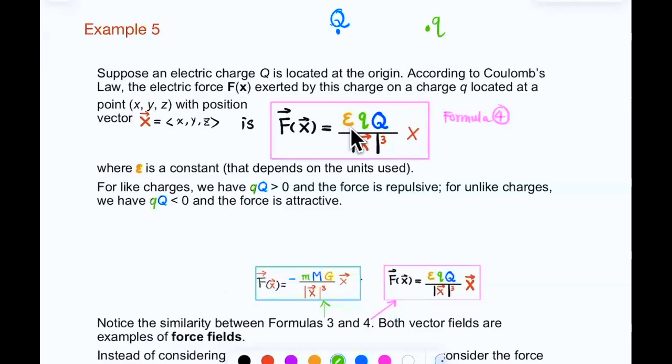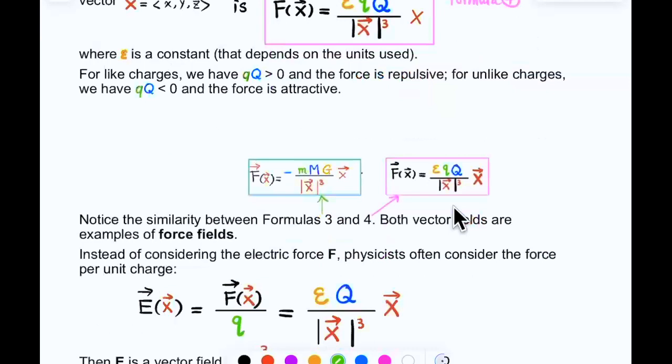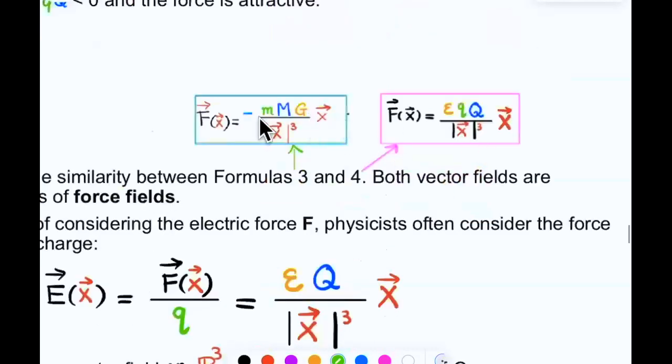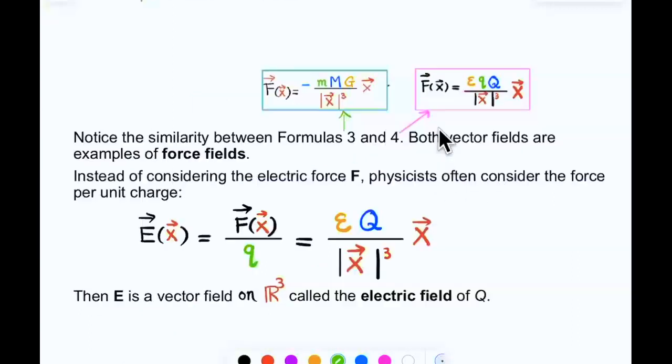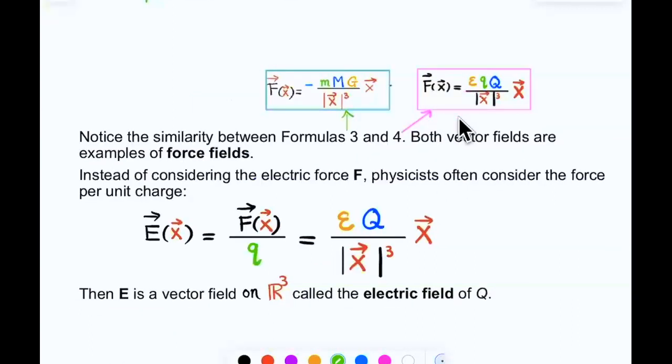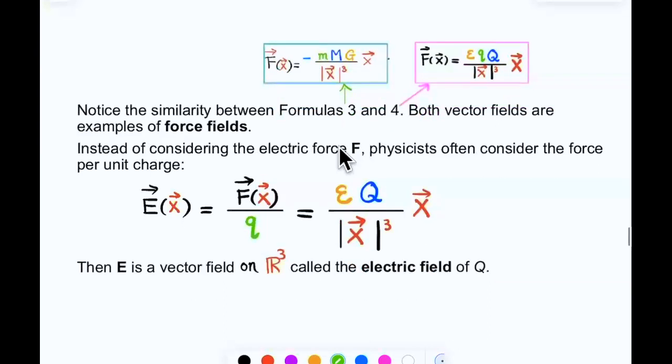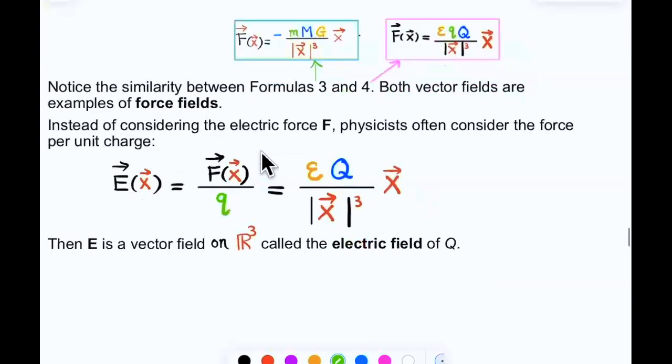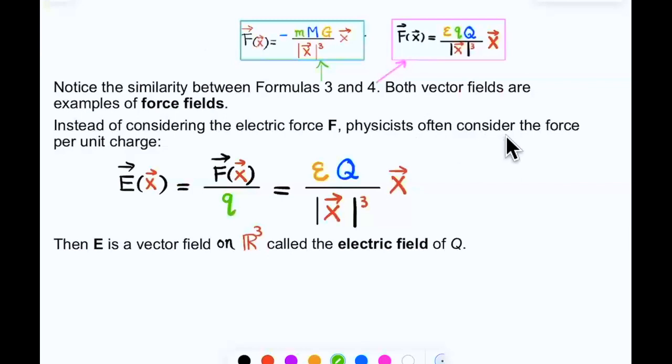And this sigma over here, instead of the gravitational constant, is a constant that depends on the unit used. So I put the two formulas together. This one by Newton, right? And this one by Coulomb. Both vector fields are examples of force fields. That's the force between them. Those are force fields.